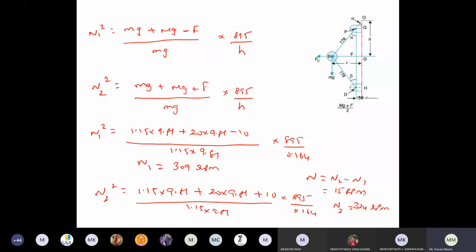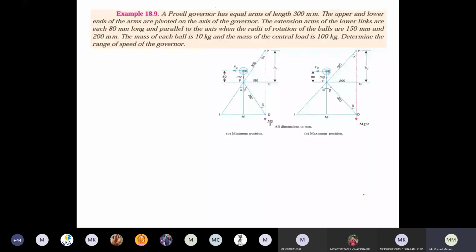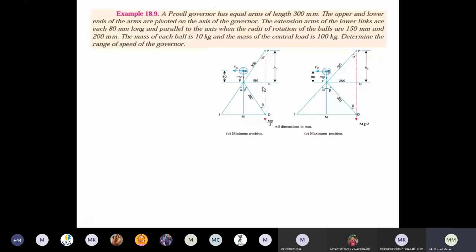I would like to go for the Proell governor now. I am continuing for two hours. Let me solve the Proell governor problem next. This is the Proell governor problem. See the diagram of this one. Read the problem: a Proell governor has equal arms of length 300 mm. Already you have derived the relation for the Proell governor. Now we will solve the problem on the Proell governor. Just go through this problem in the meanwhile.